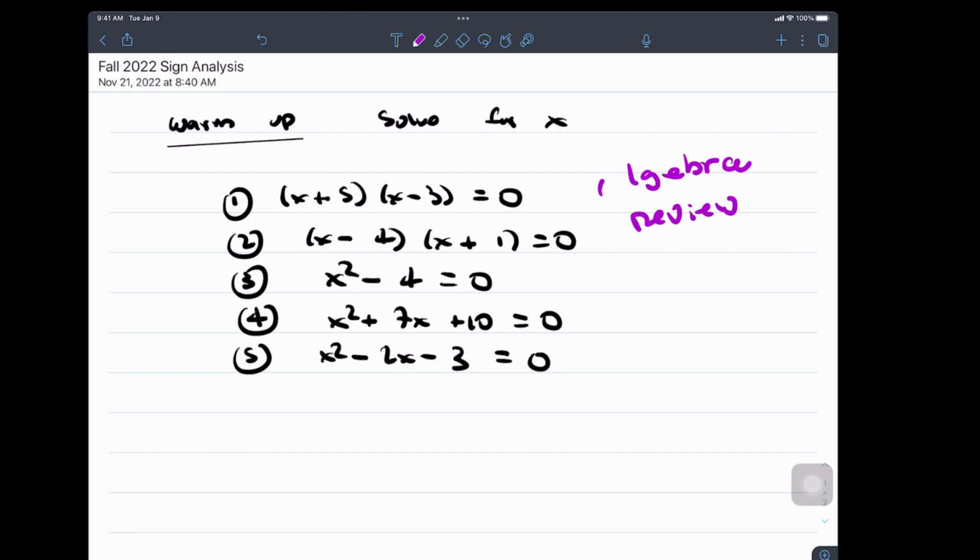Nice quick warm up. These are solving equations here. Let's see if you guys can remember. Some of these we've been doing for some time here as well. So anyway, let's put some of this stuff together, give you guys some time, and let's see how this goes.